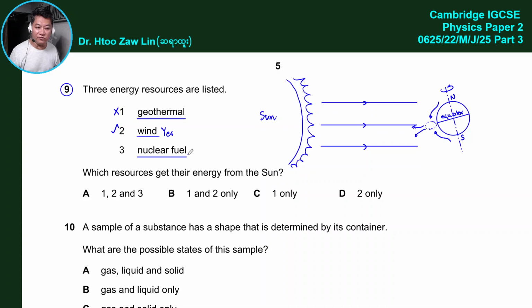So let's see nuclear fuel. That is, in fact, nuclear energy. Nuclear energy comes from the nucleus of an atom of a radioactive material during a nuclear reaction. So this energy doesn't relate to the sun. So we don't need to choose number 3. So the correct answer is 2 only. Okay. So I hope this is clear. Okay.